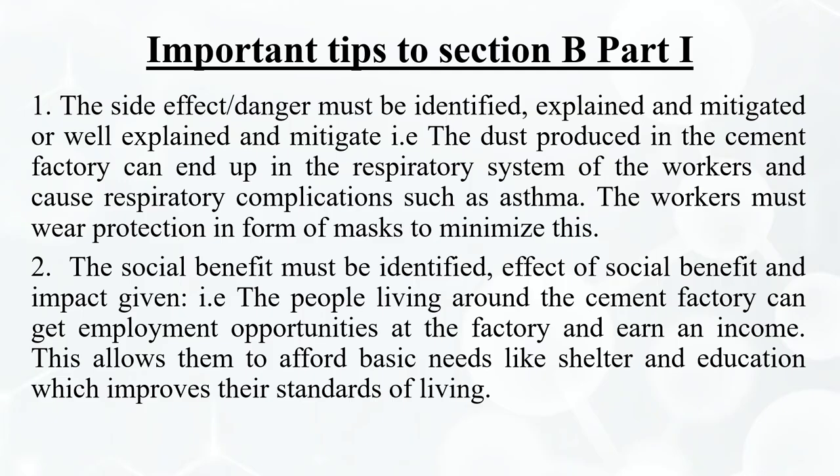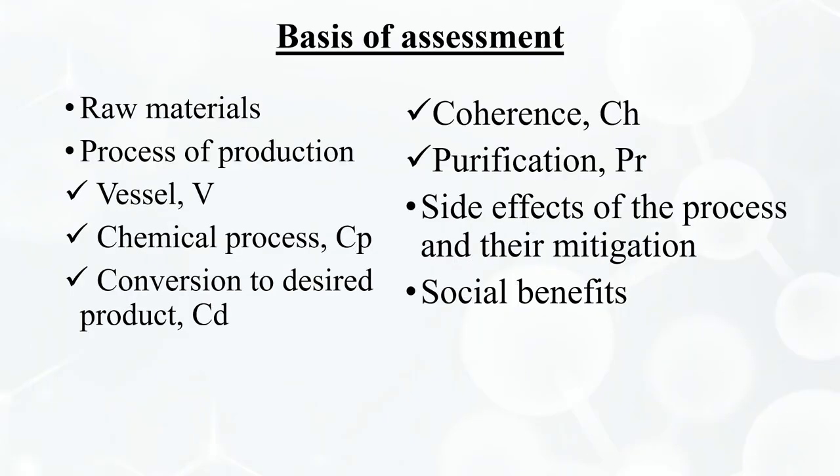So let's go through point number 1. Point number 1 is saying the side effect or danger must be identified, explained, and mitigated. You recall we have talked about these here, the basis. We have talked about side effect. We have talked about the social benefit. We have talked about the process of production. We have talked about the raw materials. Now we're explaining what do we do in side effects. What do we do in social benefit? What do we do in process of production? What do we do in raw material?